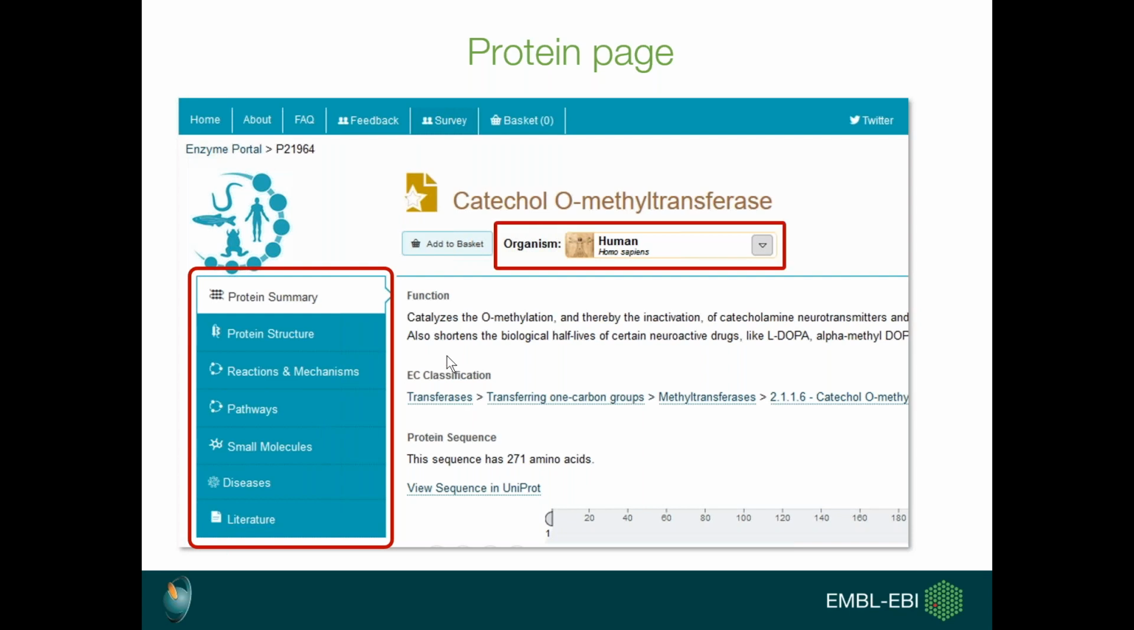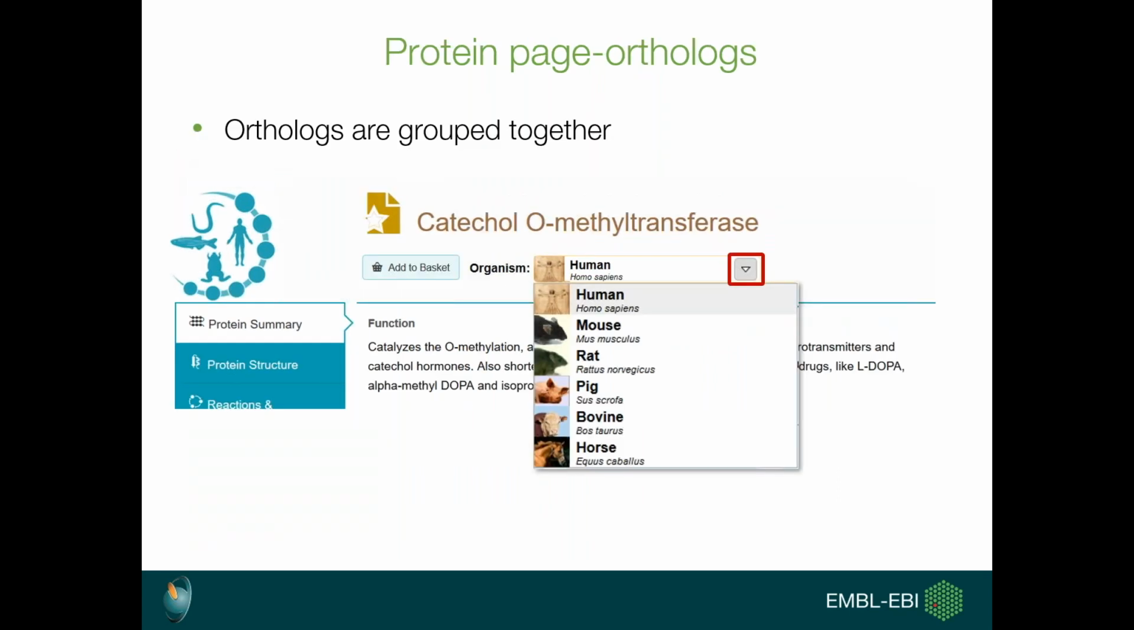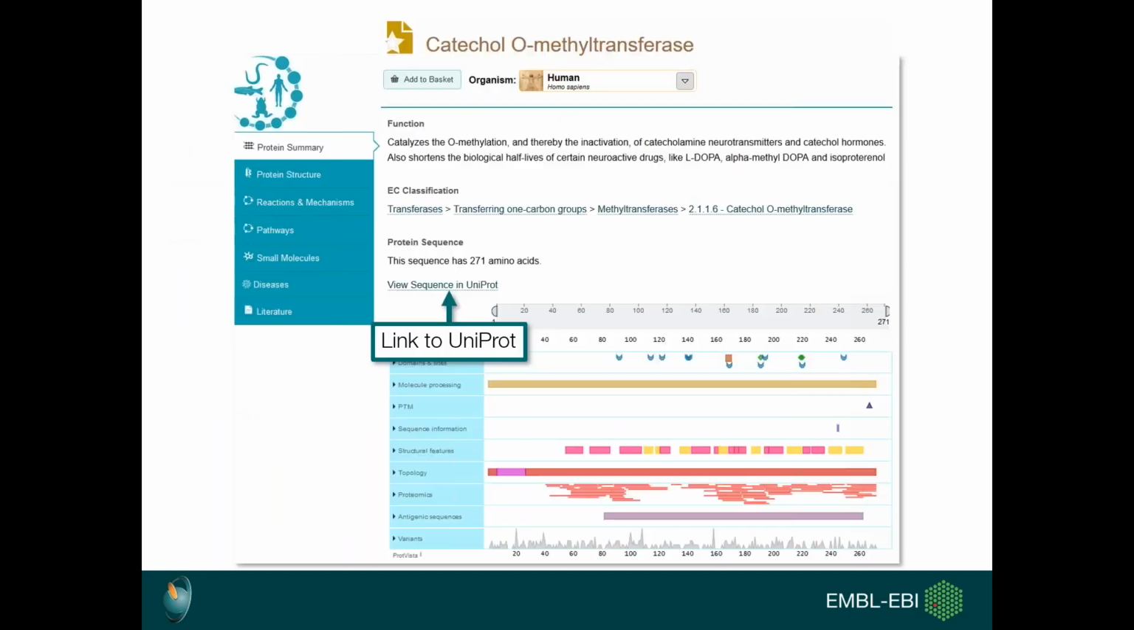At the top of the page, you also have an organism box. And as I mentioned earlier, all the orthologs are grouped into one protein entry. This box will allow you to see the information related to a specific organism. For this, you just select the organism in the drop-down menu, and the protein information for this species will be automatically displayed. So let's explore the protein page in more detail.